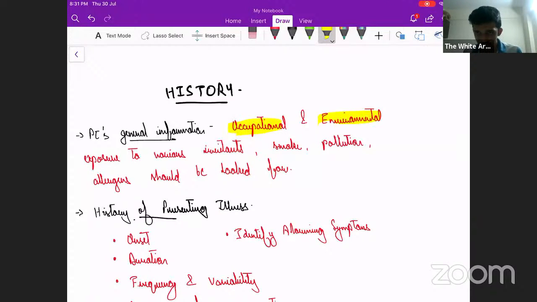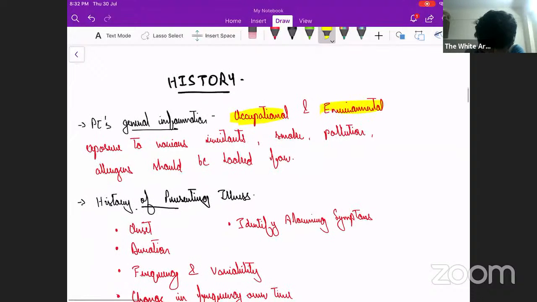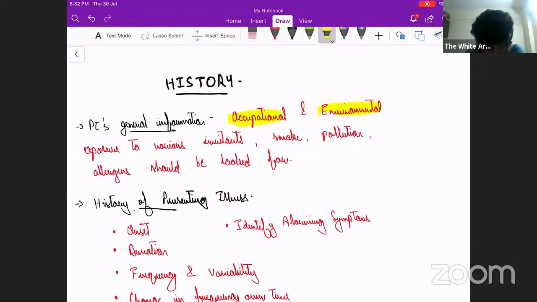Okay. Why do ACE inhibitors cause cough? This is a very common question, thought you guys knew it. Why does it cause, anyone in the audience? Something will be increased. Yes, increase in bradykinin. ACE inhibitors will not lead to metabolism of bradykinin. That will lead to increased bradykinin, which causes cough. Okay. So it leads to exposure to various irritants, smoke, pollution, allergens. All these things are sought for.